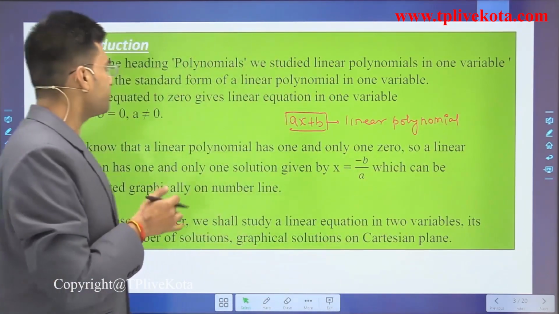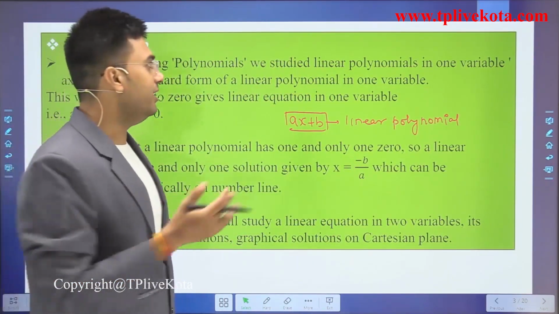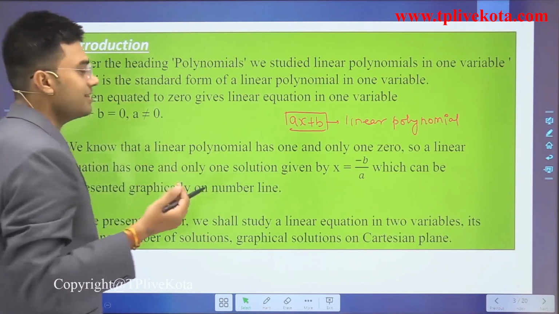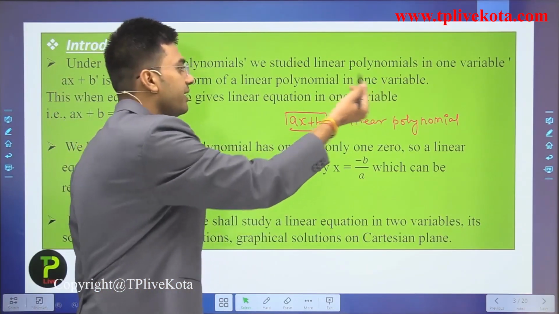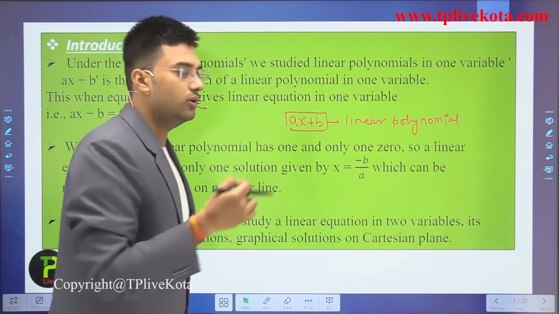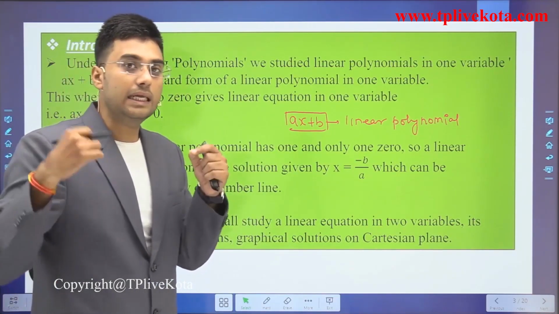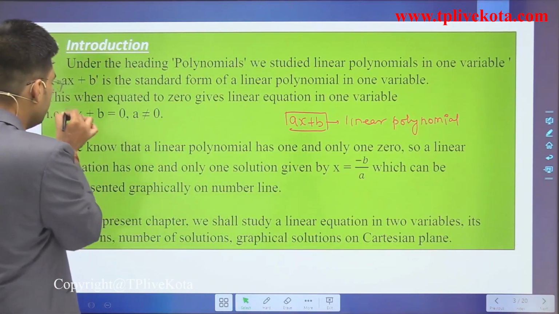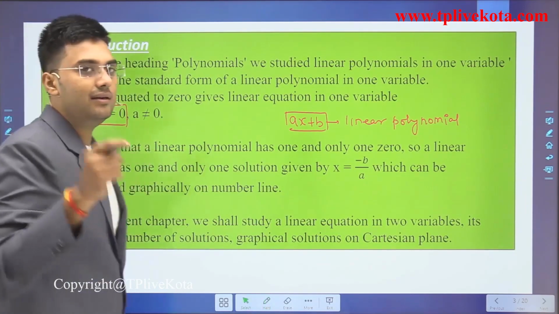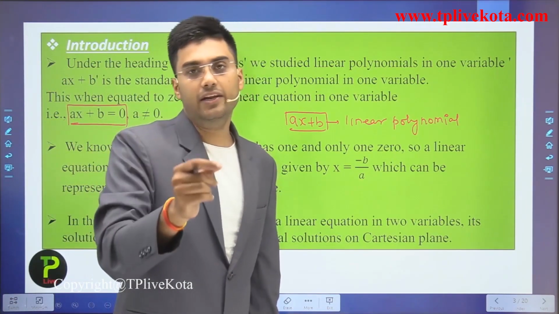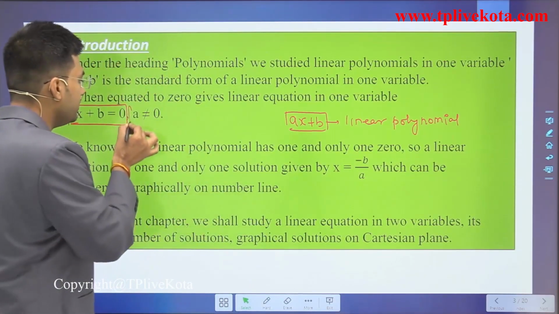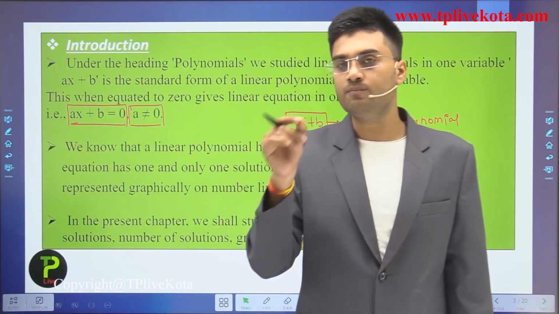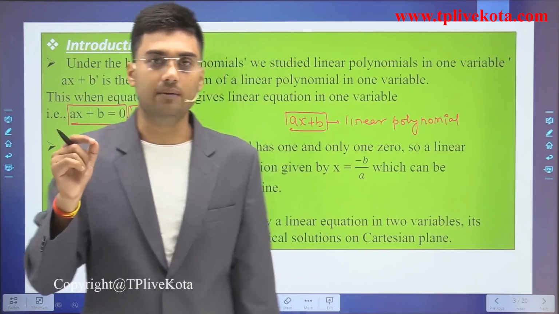Under the heading polynomial, we studied linear polynomials in one variable. ax plus b is the standard form of a linear polynomial in one variable. When a linear polynomial is equated to 0, that means if ax plus b is equated to 0, then it becomes a linear equation. And students, a should not be 0. If a becomes 0, then it is not a linear polynomial, it becomes a constant number.